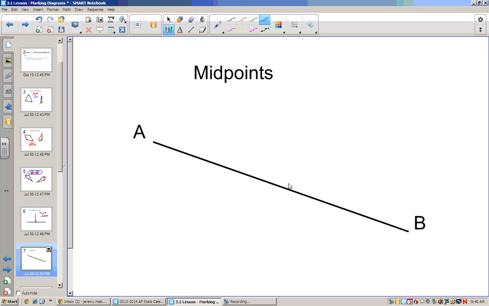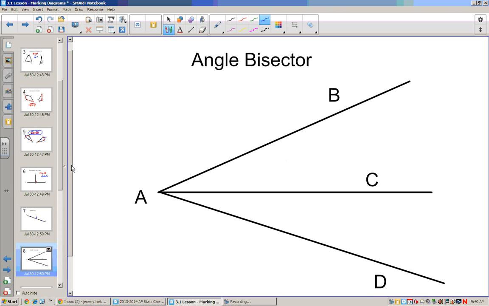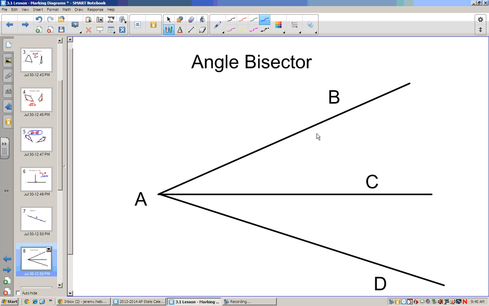Midpoints. Midpoints, if I put it on here, it's the point in the middle. How we label it on a diagram, we show that this side, AM, is congruent to MB, and then we know that that is the midpoint, M. An angle bisector. AC is an angle bisector of BAD. What that means is it cuts the angle in two. So this angle is going to be congruent to that angle. So BAC is congruent to CAD.